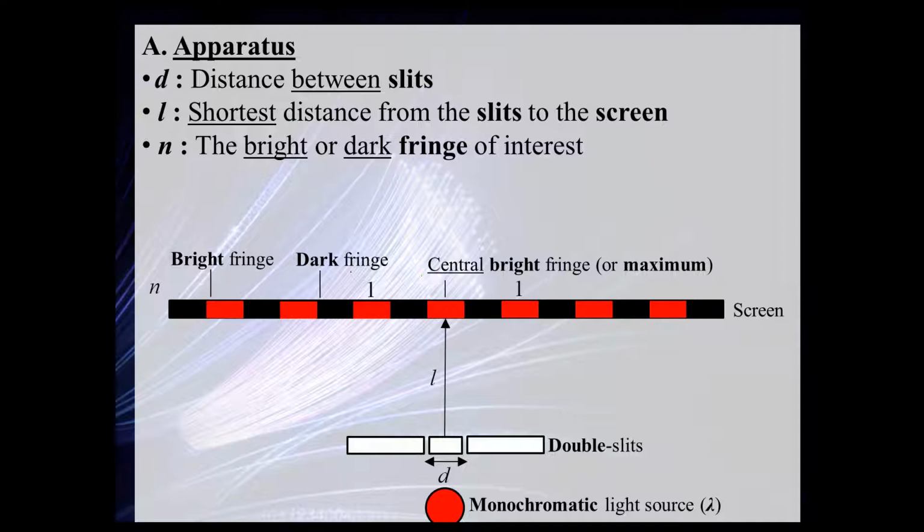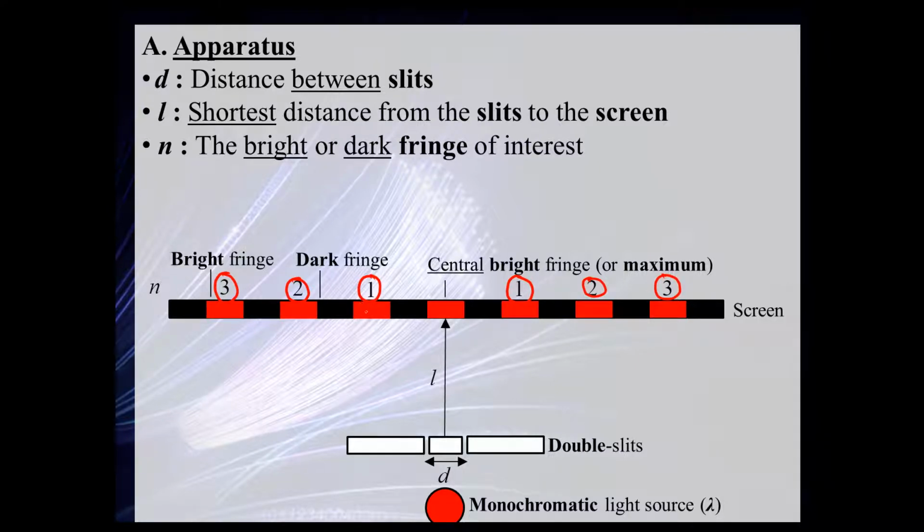So we have our central bright fringe. n equals 1 would be the first bright fringe. And again, we get an interference pattern on both sides of the screen, so it's nicely symmetrical. n equals 2 would represent the second bright fringe, or the second antinode. n equals 3 would represent the third bright fringe, or the third antinode.